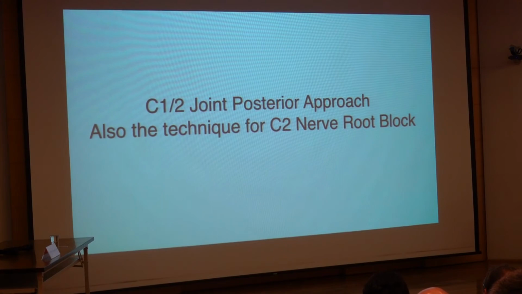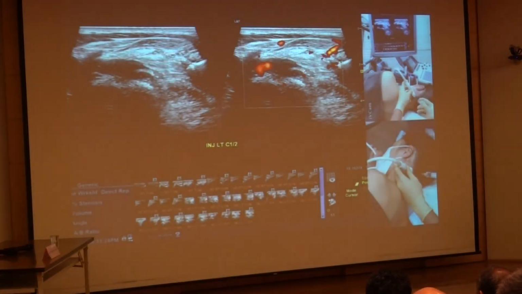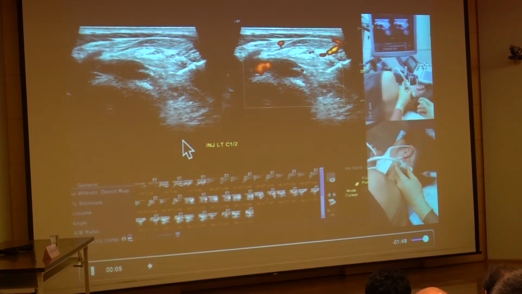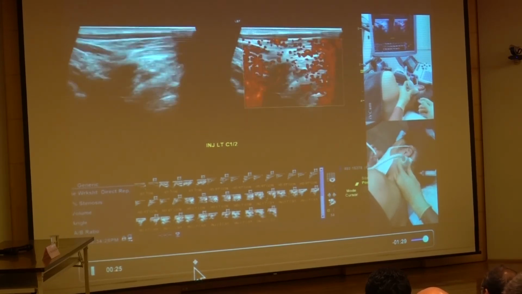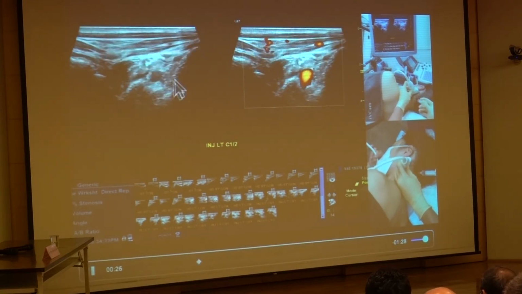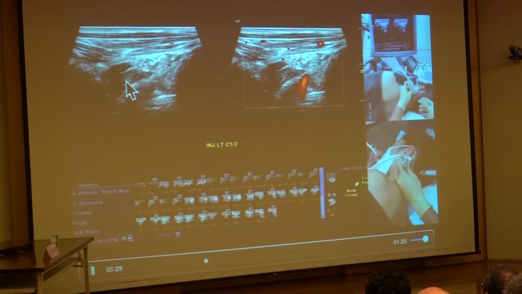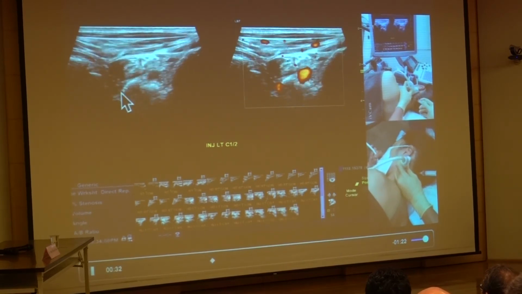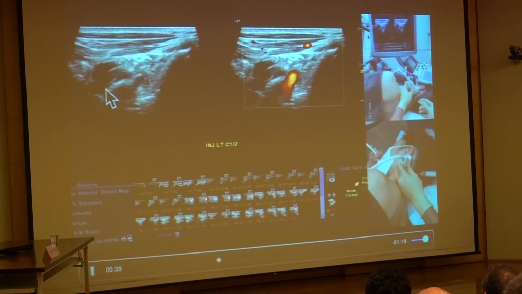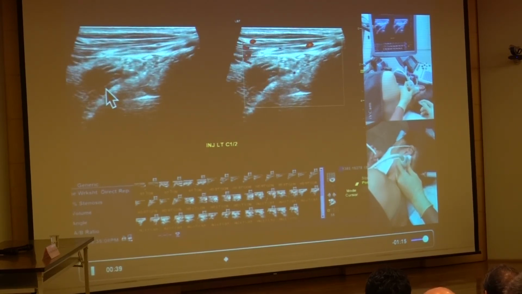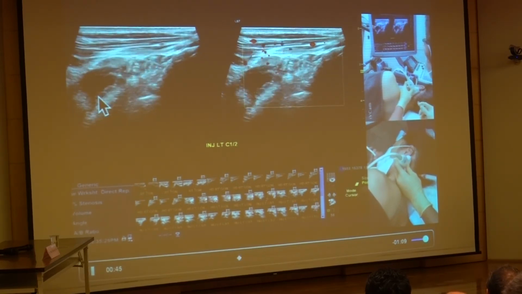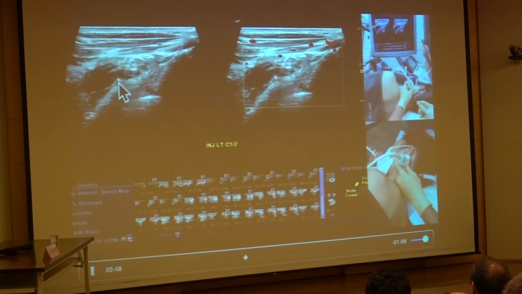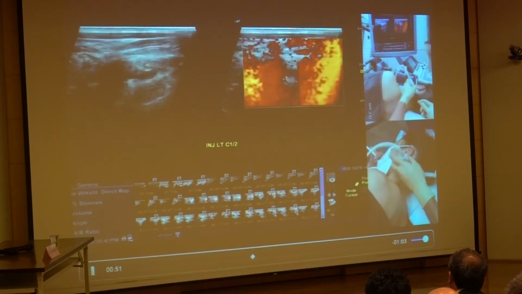Keep going. For C1-2, we have a posterior approach and also a lateral approach. This is the second last. Your needle is coming from posterior to anterior, really underneath your OCI. At this point, you have to turn the probe 90 degrees, and you have to make sure your needle tip is really not hitting the nerve root, and is trying to hit the posterior part of your C1-2 joint posteriorly here, and then you turn the probe again.